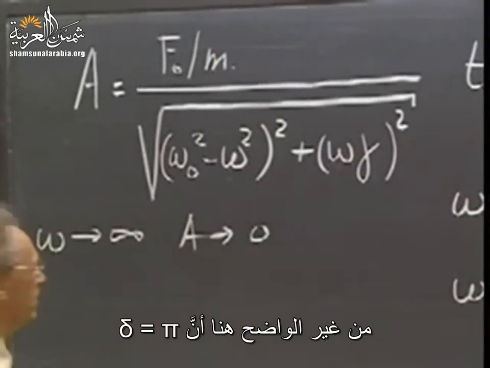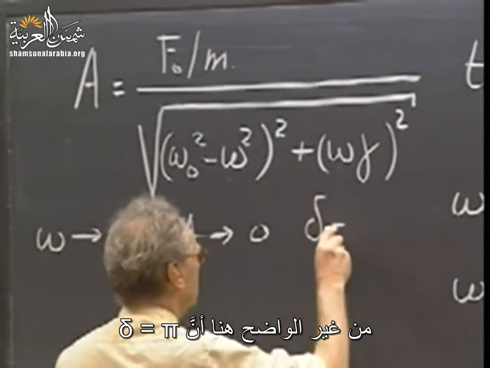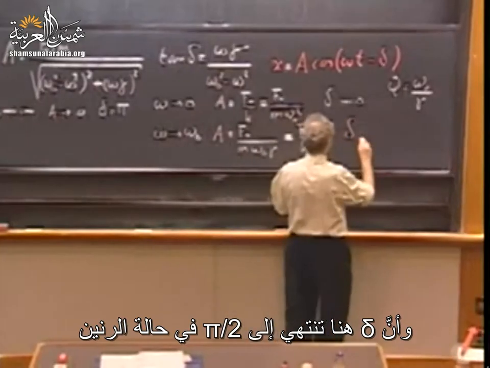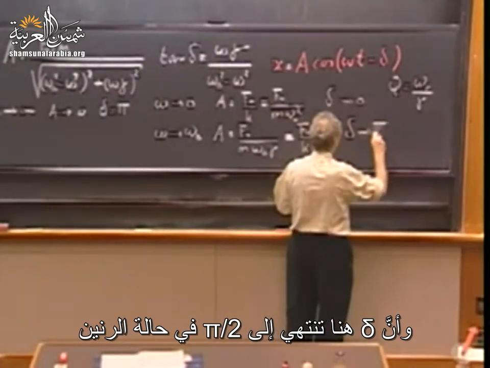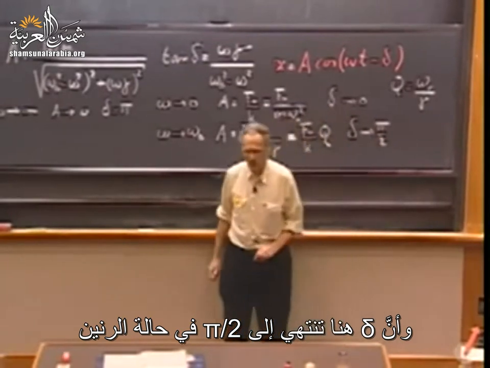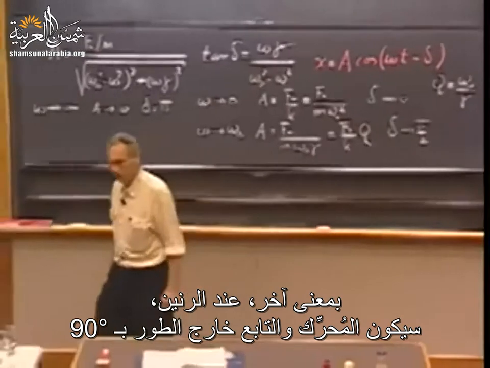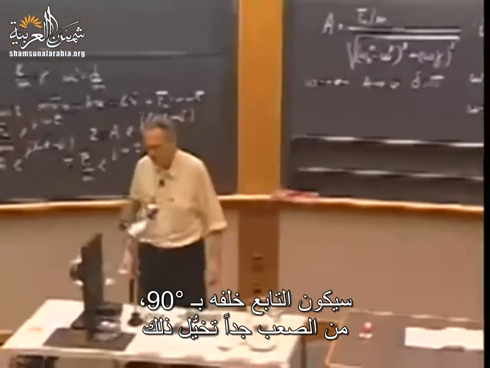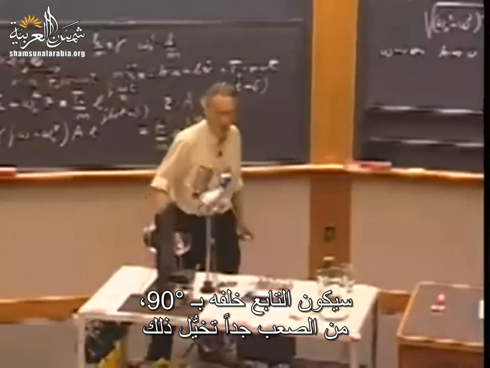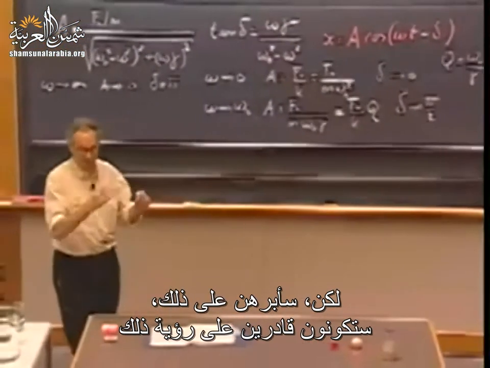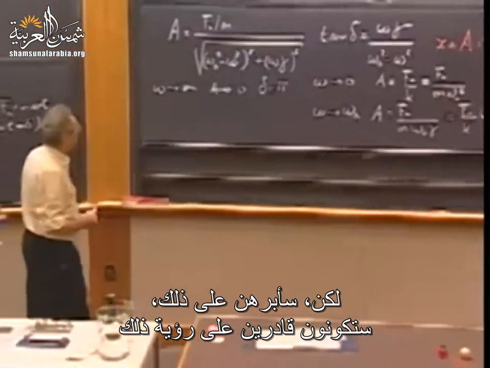What is not so obvious, that delta here is pi, and what is not so obvious here either, that delta goes to pi over 2 in case of resonance. In other words, at resonance, the driver and the follower are 90 degrees out of phase. The follower is 90 degrees behind. Very hard to imagine what that is like, but I will demonstrate it. You will be able to see it.